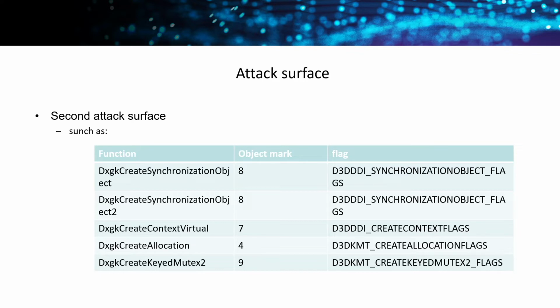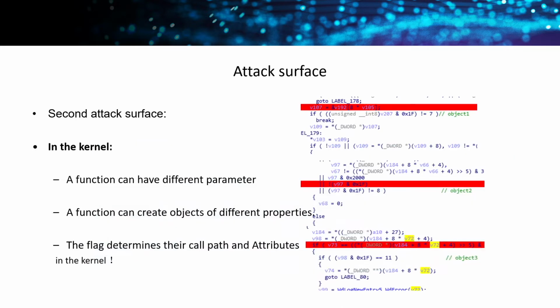In other functions, it can get more paths in the same function because of its different flags. Use these different flags to generate different objects. These objects take different paths when they are referenced in other functions. So this can increase our coverage feedback rate. The figure shows the flag structs of related functions and the object mark in the kernel, such as the DxgkCreateContextVirtual function, where object mark is 7 and the flags come from the DDI create context flags. The next is the content in the kernel after setting the flag.